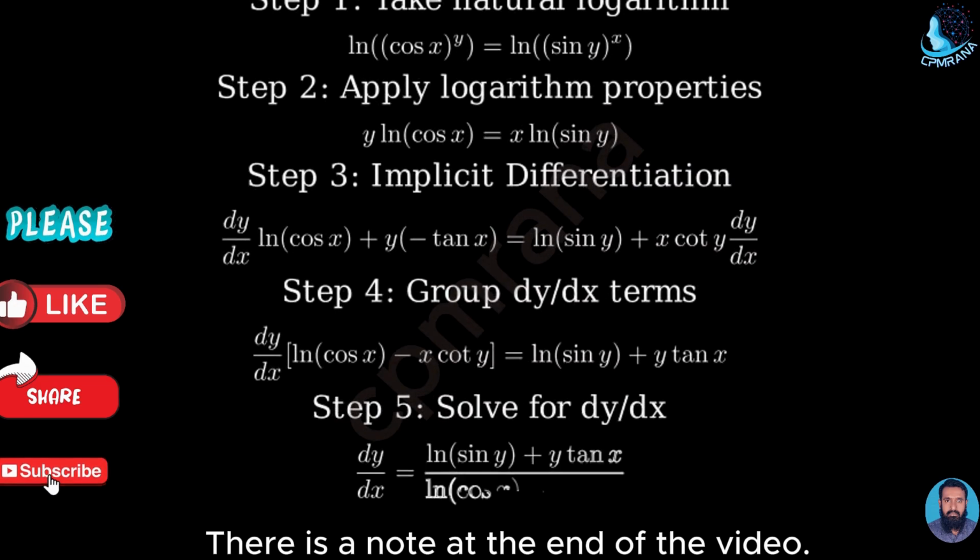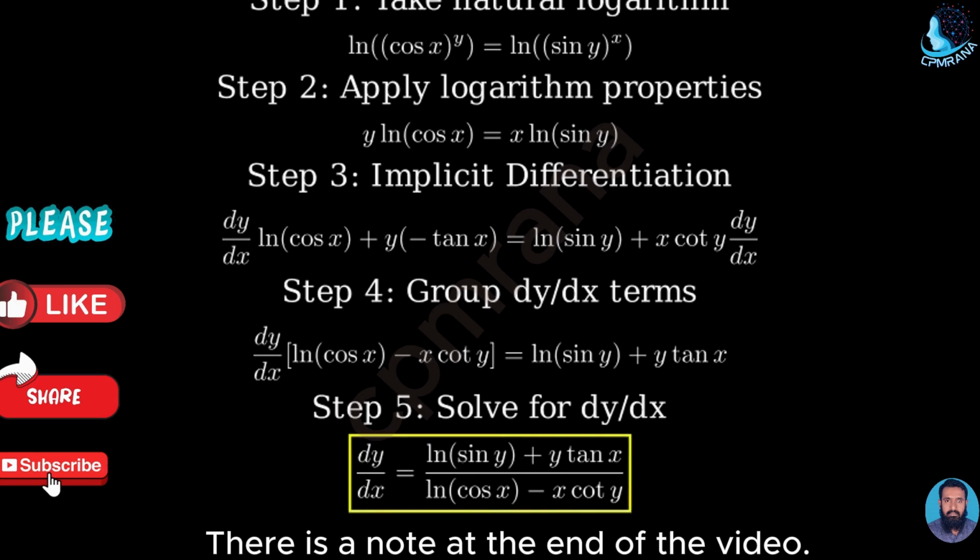Finally, we can solve for dy/dx by dividing both sides by the coefficient of dy/dx. This gives us our final answer. dy/dx equals ln sin y plus y tan x, all divided by ln cos x minus x cot y.